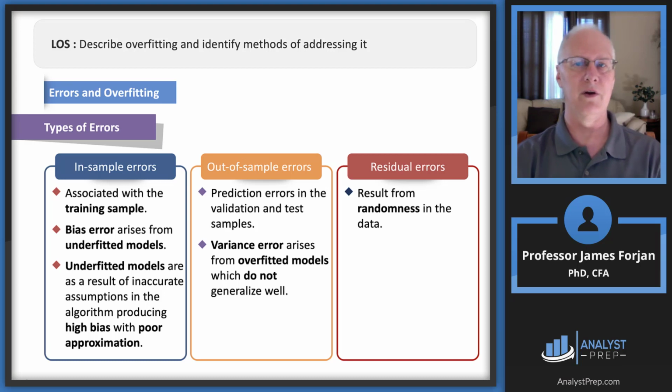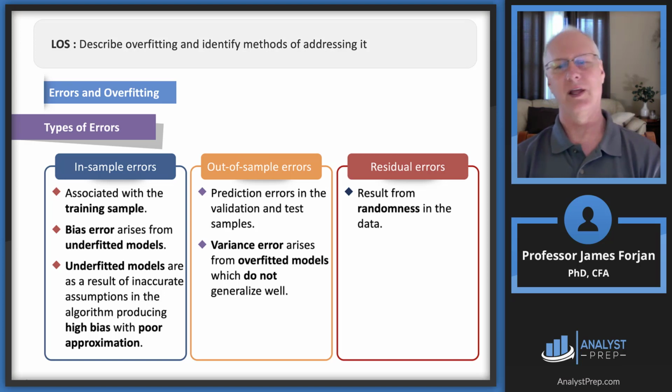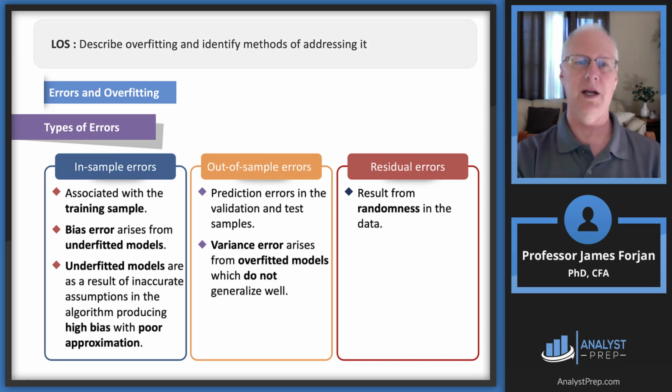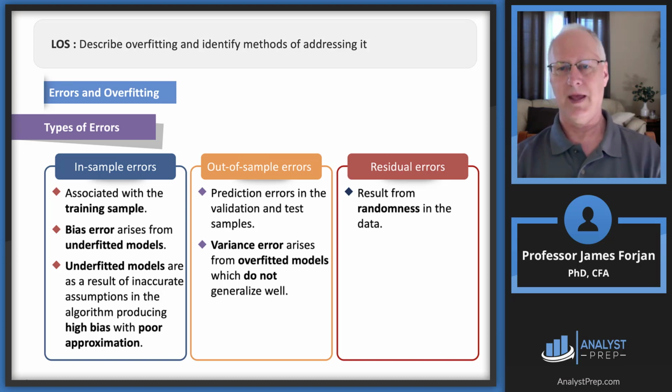Here's another slide giving you the example. The in-sample errors: bias error arises from underfitted models. This is going to be a bias when you're testing in sample. The model is not going to be able to accurately describe the data that it was fit to. That's high bias. Then the variance, so out of sample errors. And then there's a final one over there, I don't think I mentioned that on the previous slide. Residual errors. These are errors that are not in sample or out of sample, and they are just a result of randomness in the data.